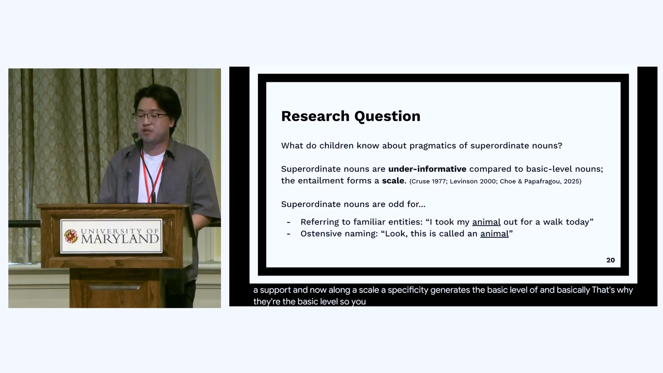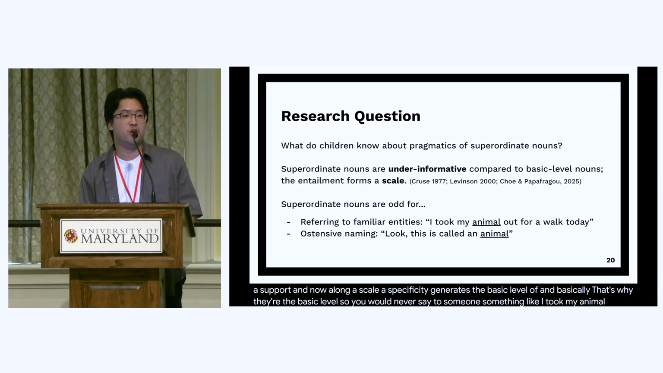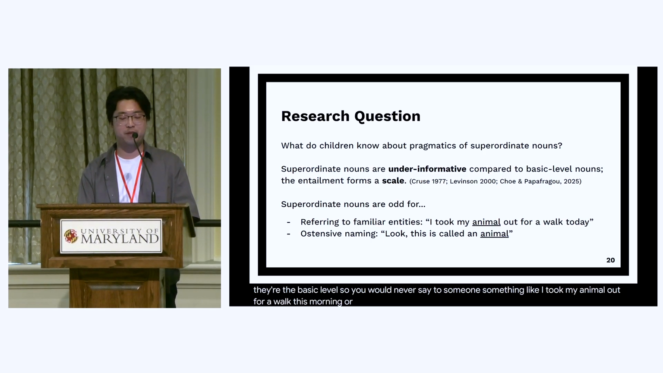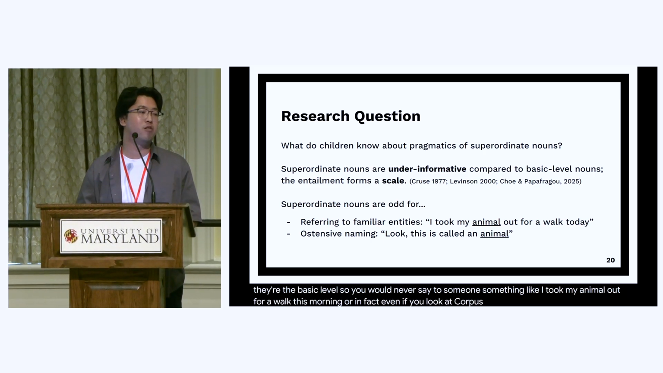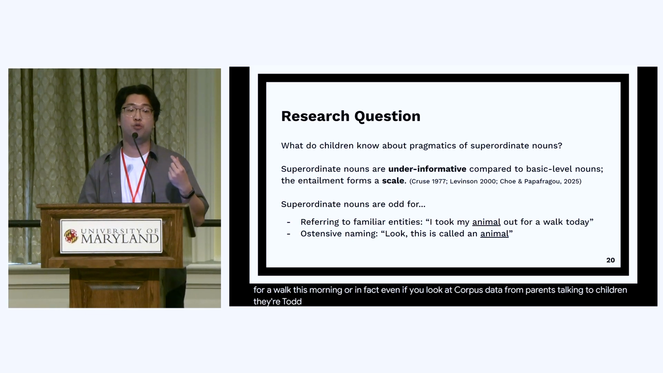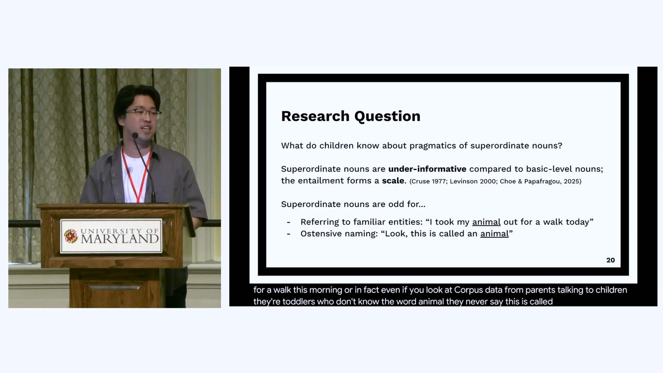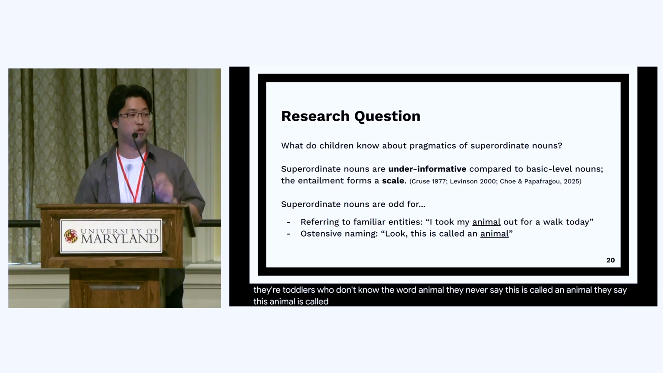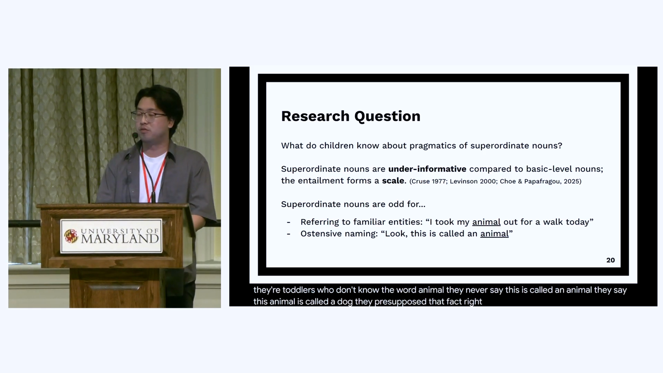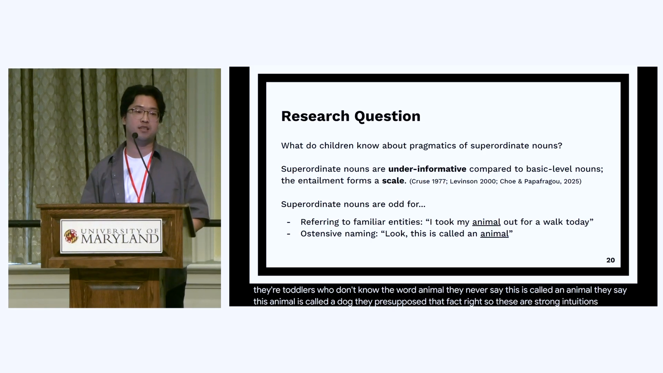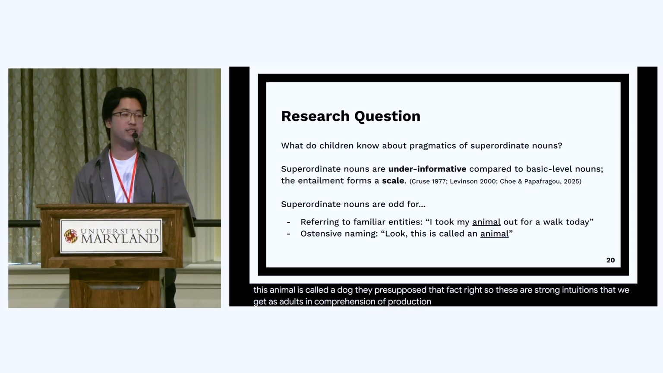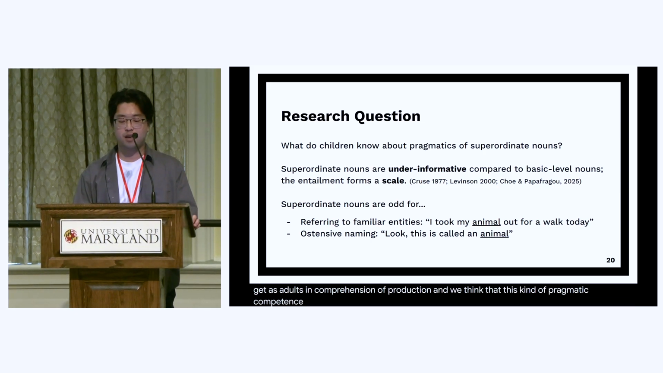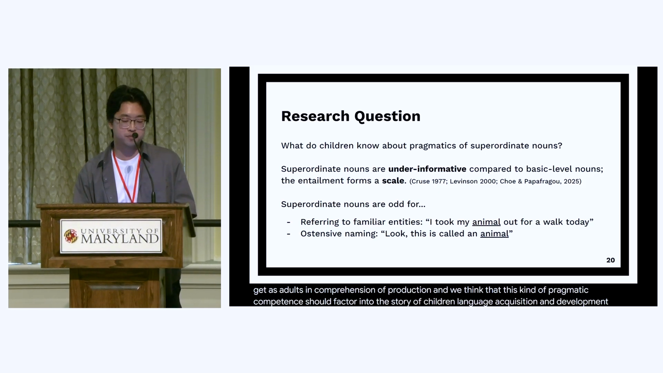So you would never say to someone something like, I took my animal out for a walk this morning. Or in fact, even if you look at corpus data from parents talking to children, toddlers who don't know the word animal, they never say this is called an animal. They say this animal is called a dog. They presuppose that fact, right? So these are strong intuitions that we get as adults in comprehension and production, and we think that this kind of pragmatic competence should factor into the story of children's language acquisition and development.